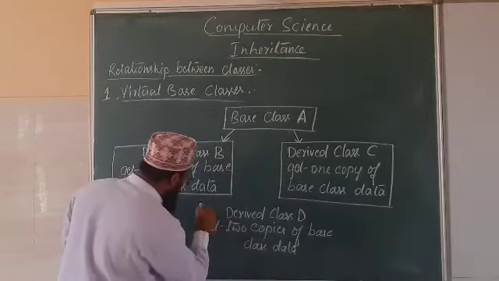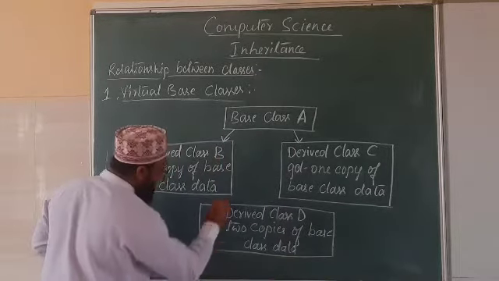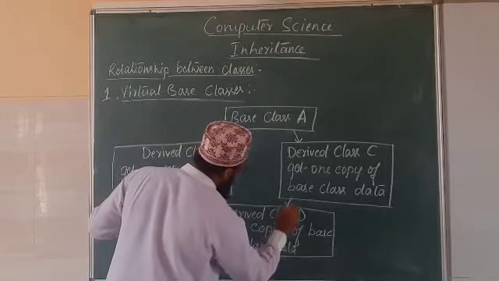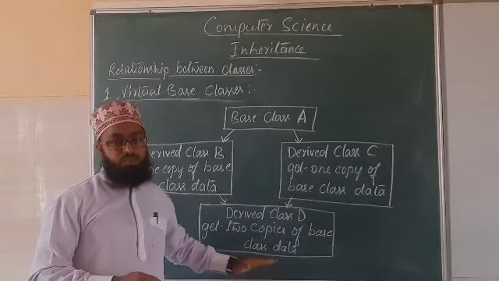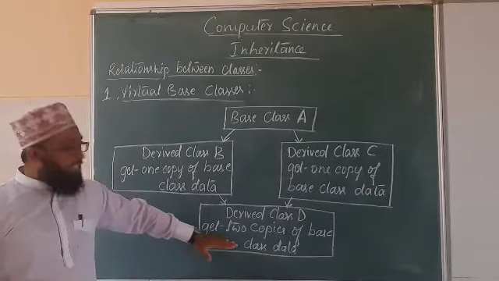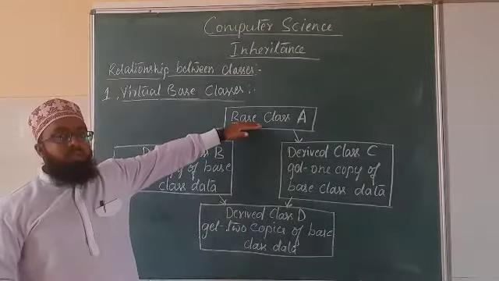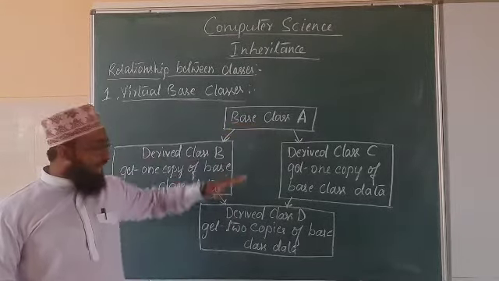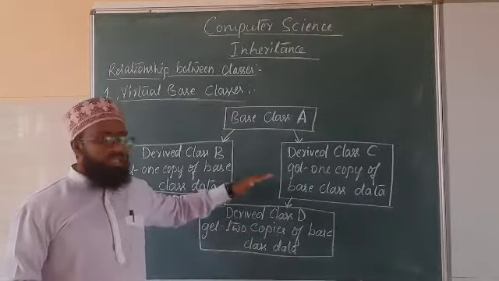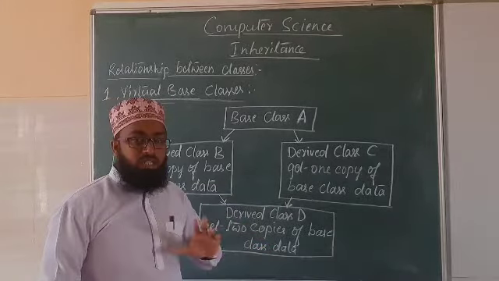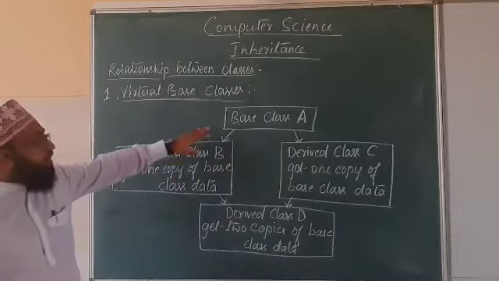It will take 2 copies of base class data. So this happening is called ambiguity. A derived class copies the multiple base class data, that is called ambiguity. To avoid this ambiguity, we need to make the base class a virtual class. Hope you have understood.